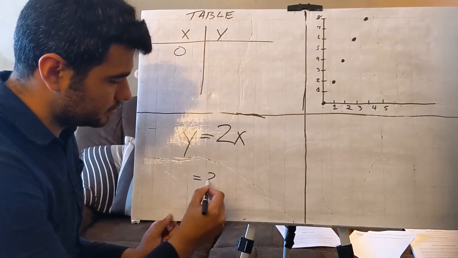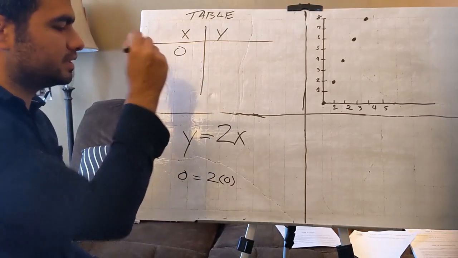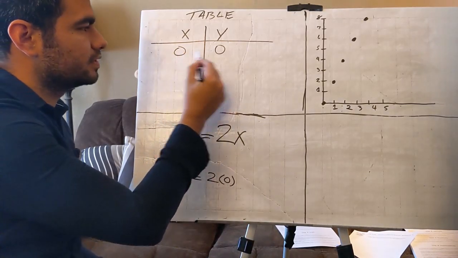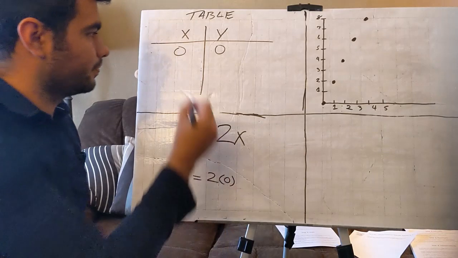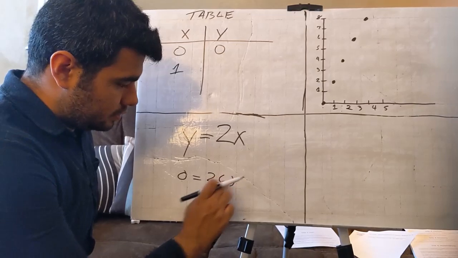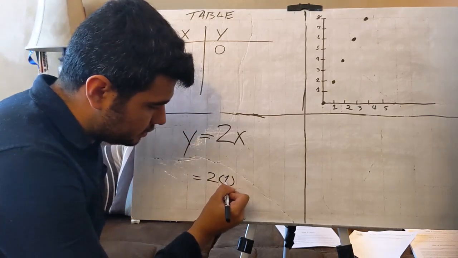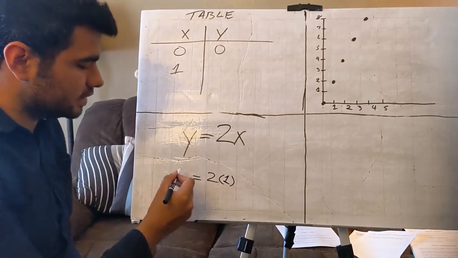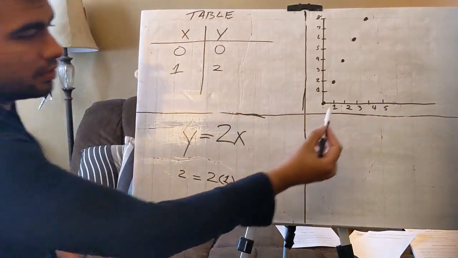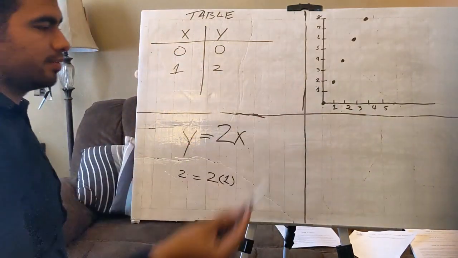So it looks like this. 0, and then I'll just get 0. Whenever I put 0 into this problem, I get a 0 out. Well, that's my first point, 0, 0. Now I'm going to put in a 1. So I'm going to put in 1 for the x into this problem. 2 times 1, that's going to give me 2. So if I put 1 into this problem, I get a 2. So my x is 1, I'm going to go up 2. There's my point.